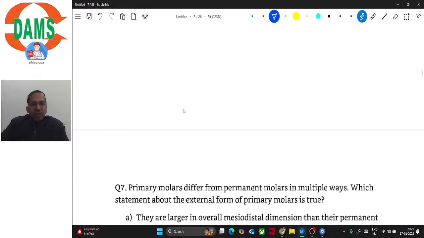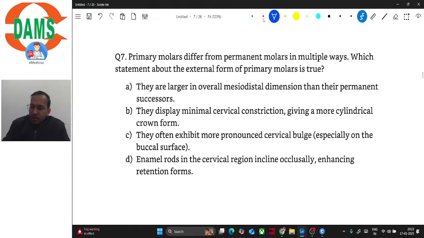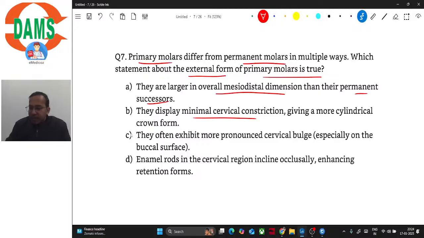So let's go to the next question. Primary molars differ from permanent molars in multiple ways. So basically there are a lot of differences between the primary and permanent molars. Which statement about the external form of primary molars is true? The question is asking about the morphology of the primary molar. They are larger in mesiodistal dimension than their permanent successors. They display minimal cervical constriction, giving a more cylindrical crown form.